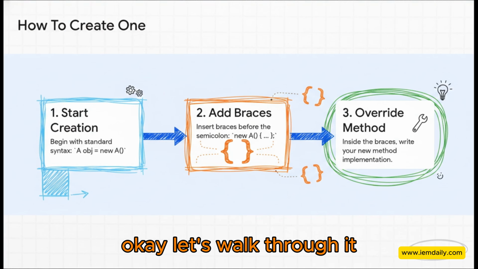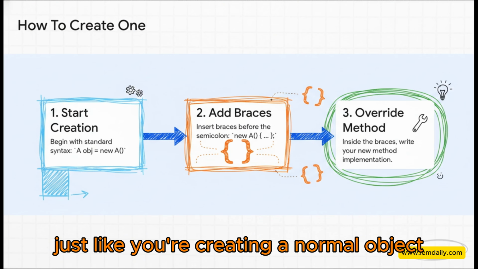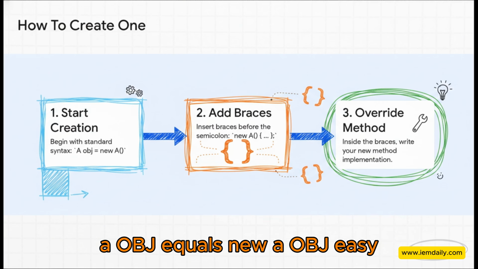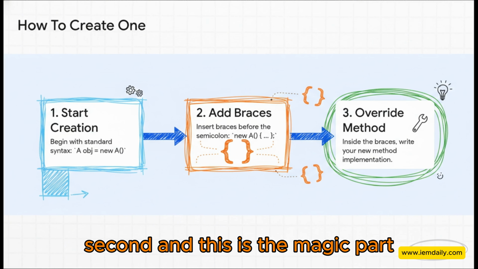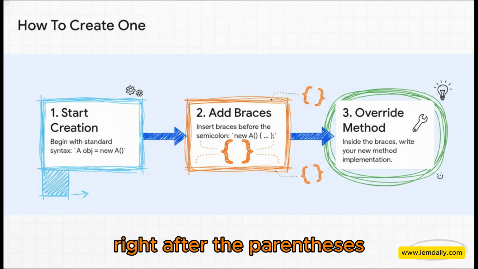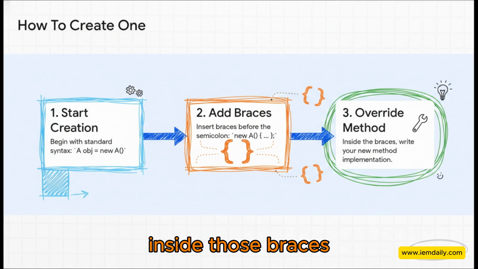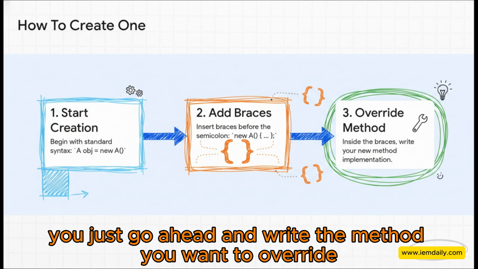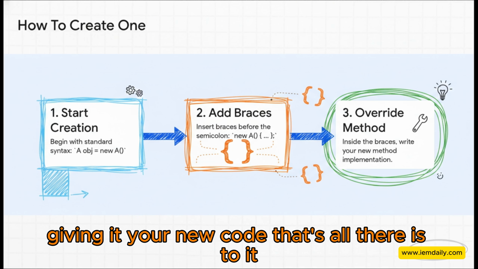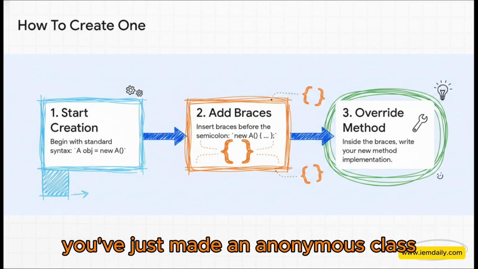Okay, let's walk through it. First, you start out writing code just like you're creating a normal object. A obj equals new A(). Easy. Second, and this is the magic part, you stick a pair of curly braces right after the parentheses, just before the semicolon. And finally, step 3, inside those braces, you just go ahead and write the method you want to override, giving it your new code. That's all there is to it. You've just made an anonymous class.